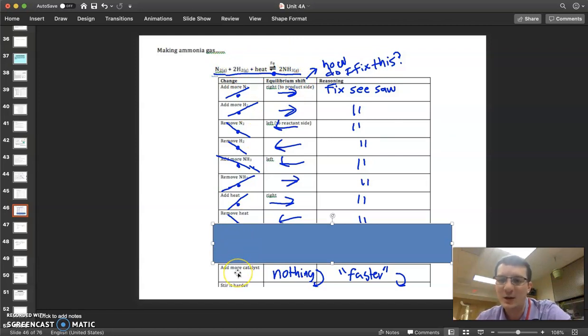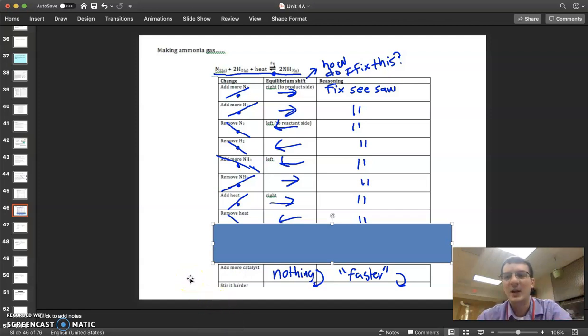So when you add a catalyst, you aren't really changing the equilibrium. So it's going to do nothing. It's not going to go left or right because adding a catalyst just makes you get to equilibrium faster, not change where the equilibrium is. This is going to be the same reason for stirring it harder.